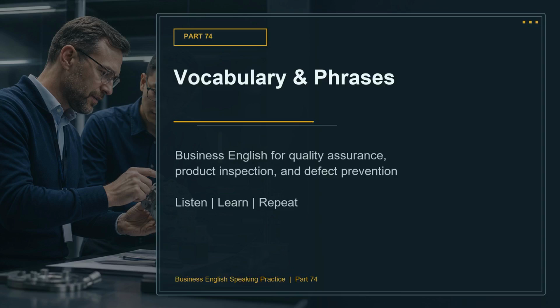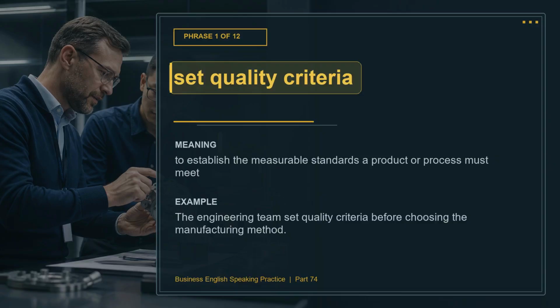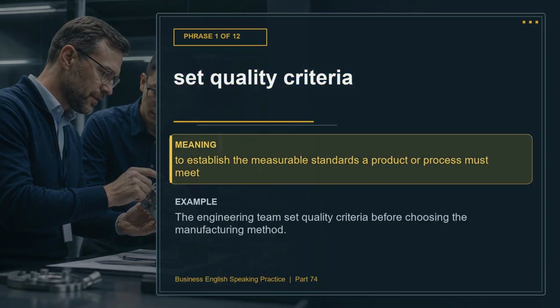In this lesson, you'll learn useful business English for quality assurance, product inspection, and defect prevention. Let's begin. Phrase 1. Set quality criteria. Set quality criteria. Meaning, to establish the measurable standards a product or process must meet.